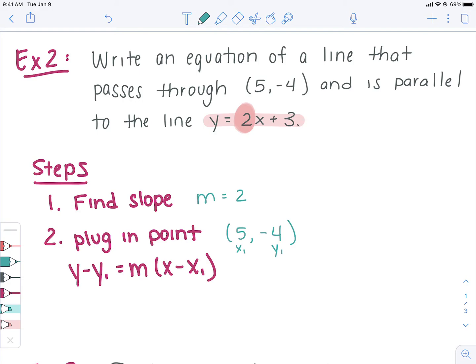So our final equation is going to end up being y minus a -4, which makes it positive, equals my slope, which is 2, times (x minus 5).